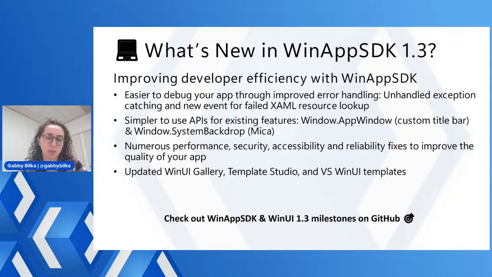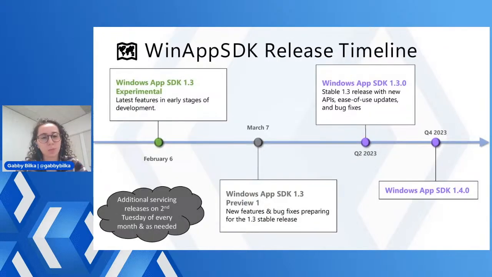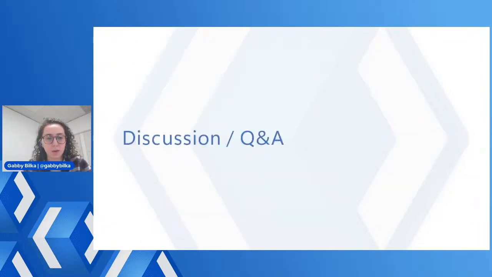So we'll continue to use the WinApp SDK and WinUI 1.3 milestones on GitHub to track this, but we know that not everything is on GitHub. And then finally, a little bit of release timeline, looking back, looking forward. As I just mentioned, I think since our last call, we released WinApp SDK 1.3 Preview 1. And so that continues with features, bug fixes, preparing for that 1.3 stable release that we're targeting within the next month. And with that, we can go into discussion and Q&A.